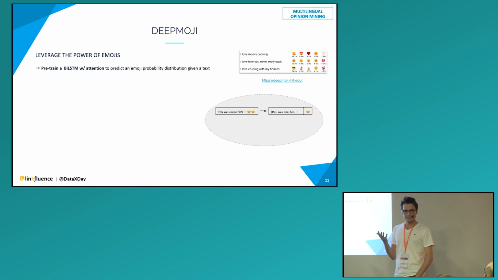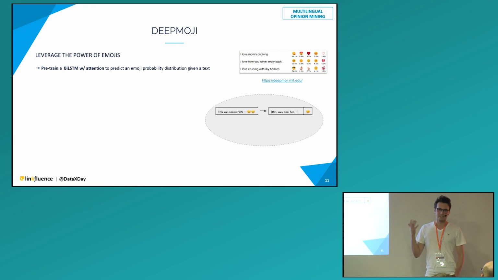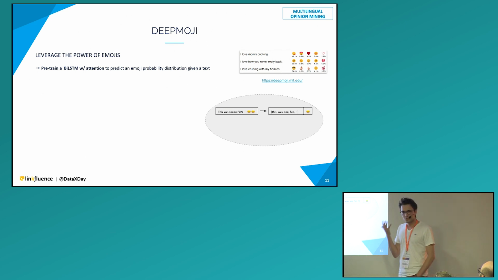And then what they did, they pre-trained an LSTM with attention network, a recurrent neural network architecture, to predict an emoji probability distribution, like you can see here, based only on the text. And thanks to this, they show that it encodes emotional context.